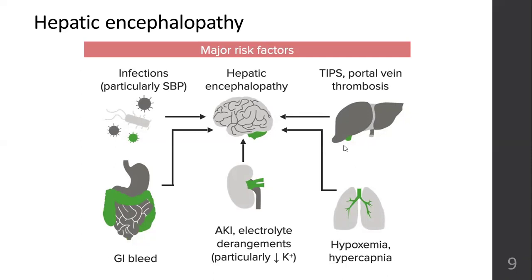FS and FA are ferrous sulfate and folic acid. FS is ferrous sulfate, iron tablets. FA is folic acid, a vitamin B complex tablet.